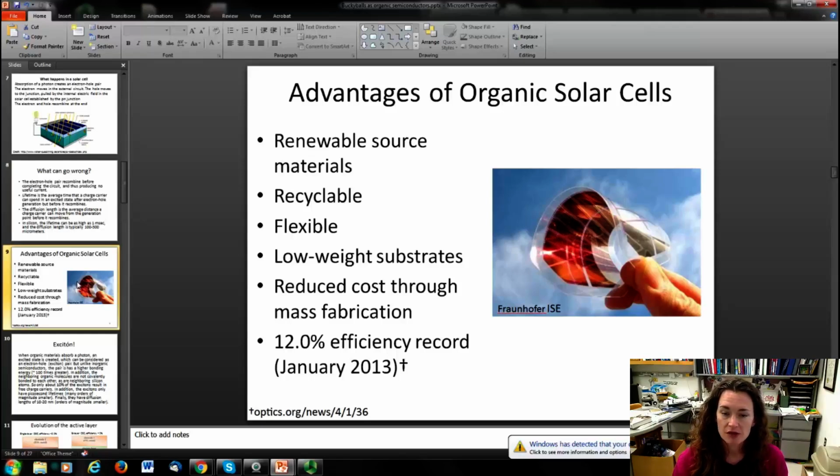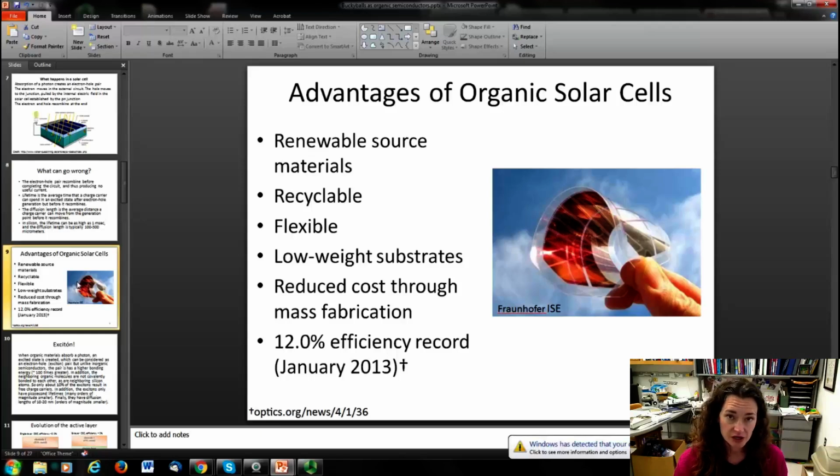And they're also growing in efficiency. So they're not as efficient as your typical solar cells. However, they often said that if they could get the efficiency above 10%, it would be worth it financially to have them and not just as a novelty device.